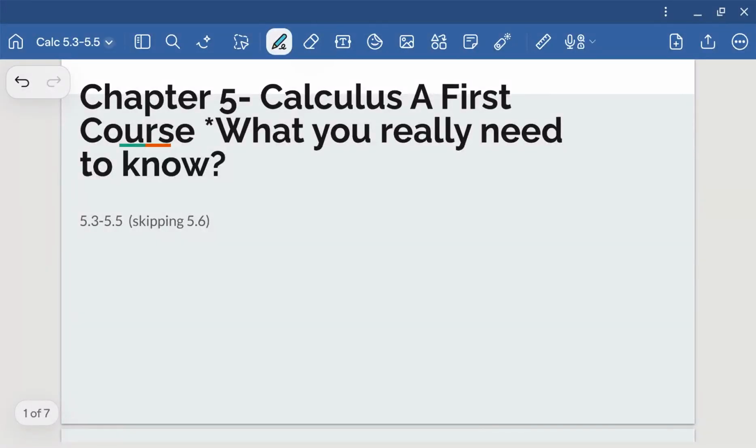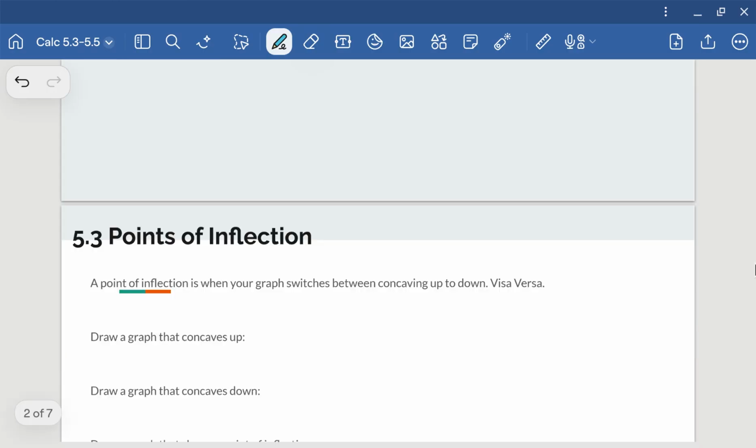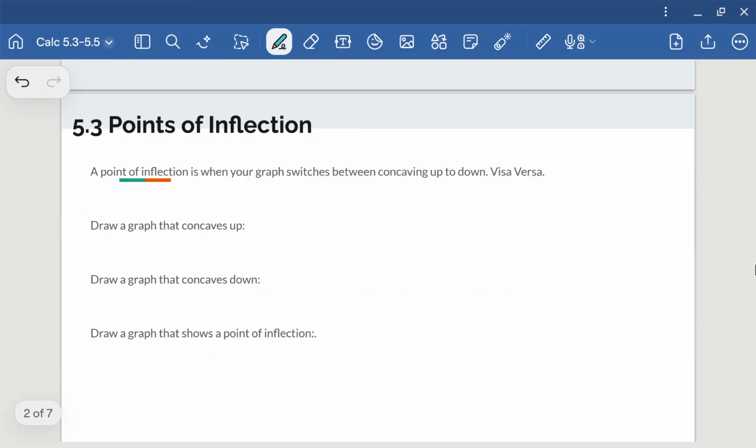Chapter 5 from the textbook Calculus: A First Course, and just focusing on what you really need to know. So this continues with section 5.3, and 5.3 talks about concavity, and then we look at 5.4 and 5.5. And then in my school, we tend to skip 5.6, so I will be doing that in this video.